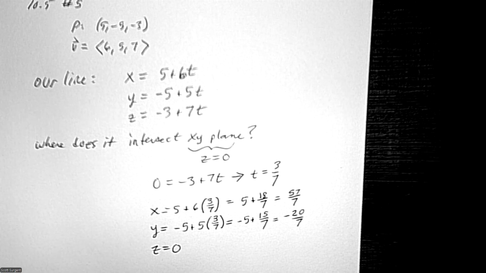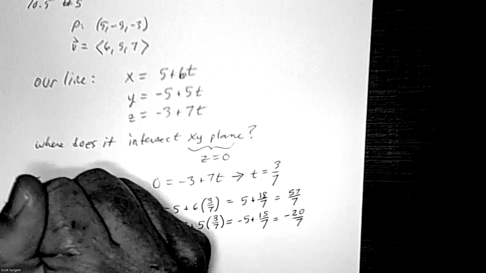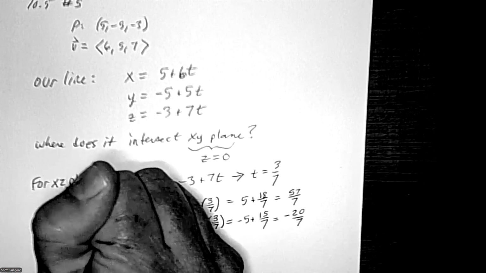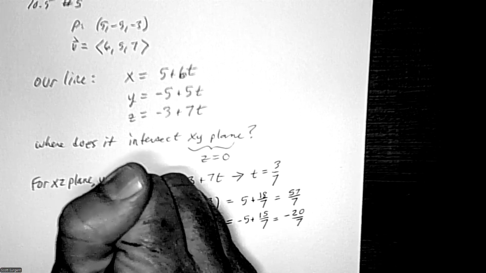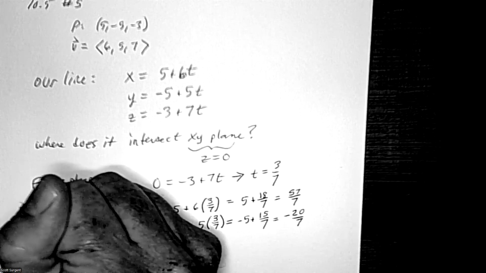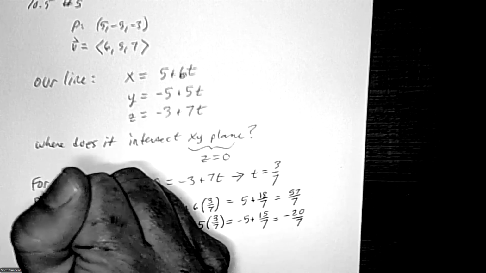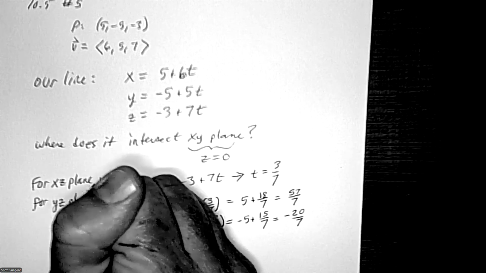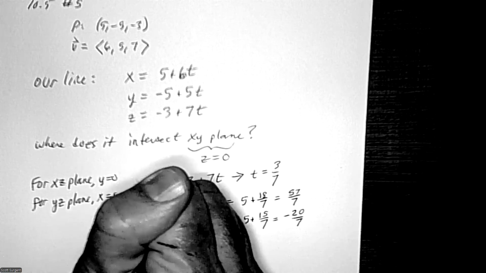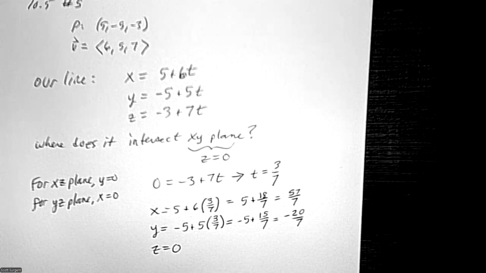And then you do the same thing for the other ones. So for the XZ plane, you set Y equals 0. And for what's the other one? The YZ plane, you set X equal to 0. And you just run through the same routine.